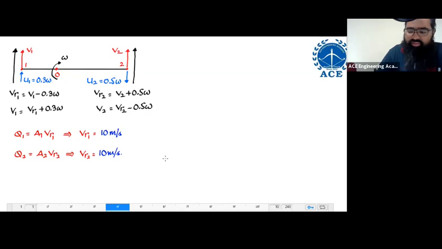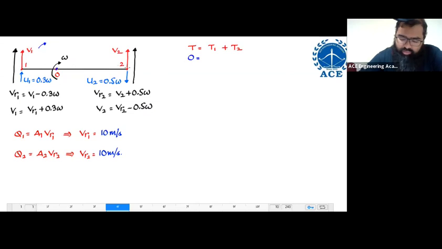Look over here. This is where people make mistakes. The equation of torque: torque is equal to T1 plus T2. It is given that the net torque is equal to 0. Now look carefully. With respect to this point O, look at VR1 and V1. They are creating what kind of direction? Clockwise. With respect to point O, the other one is creating which direction? Anti-clockwise. Please observe. Are both the directions same? No, both of them are not the same.